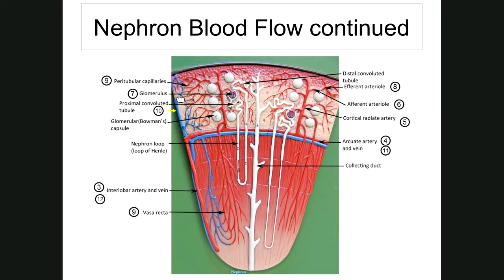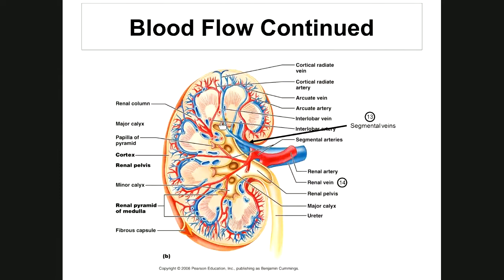C-O-R-T-I-C-A-L. Second word, R-A-D-I-A-T-E, and then vein. Those become the arcuate veins, number 11. Then the interlobar vein, there it is right there, number 12. Then they form together to form segmental veins.